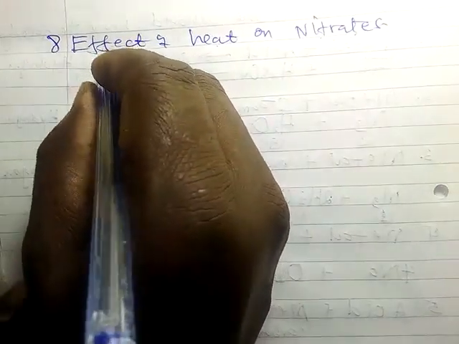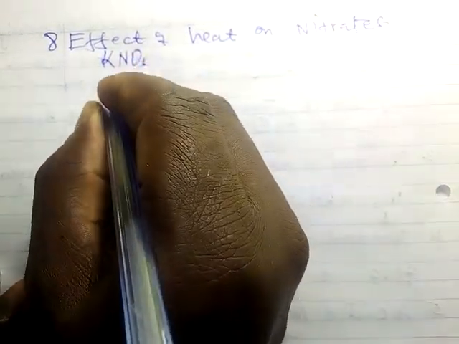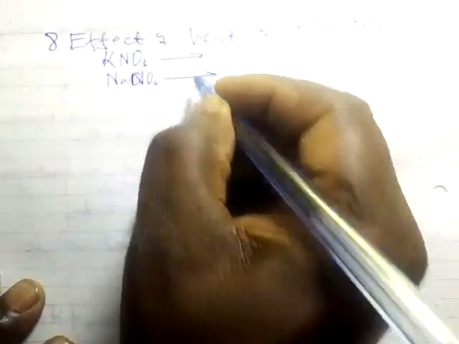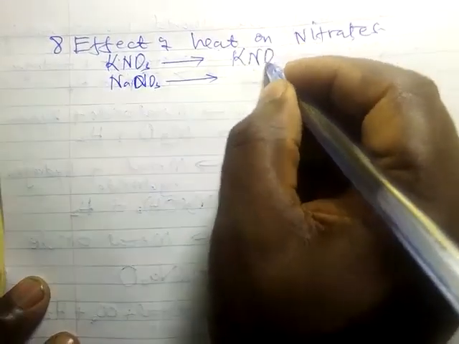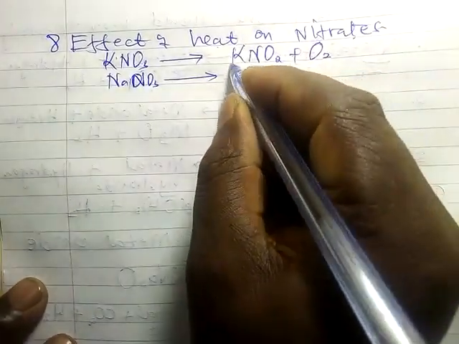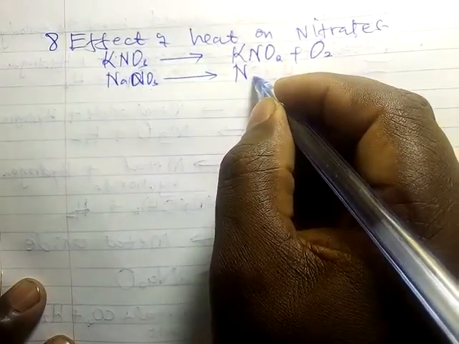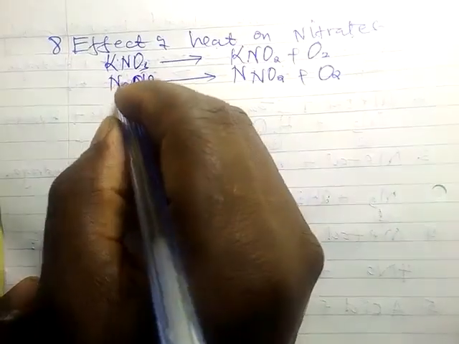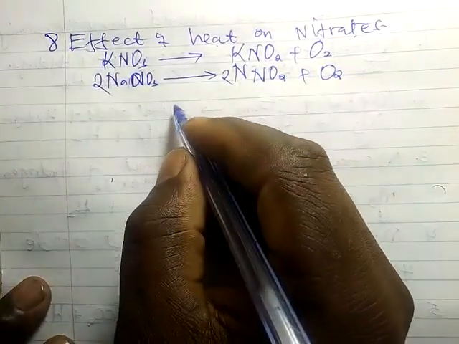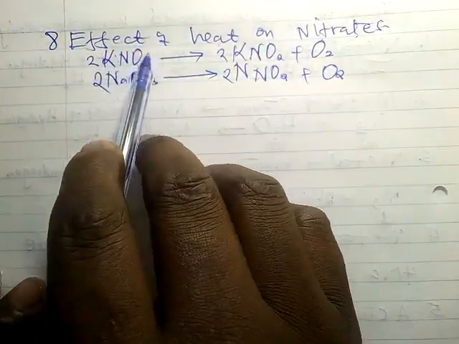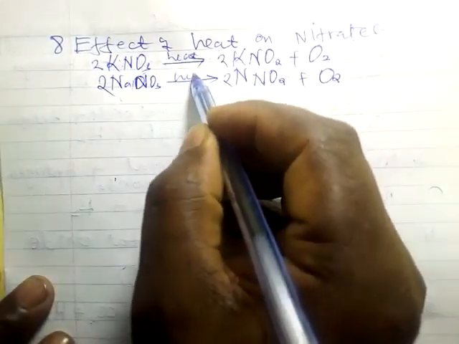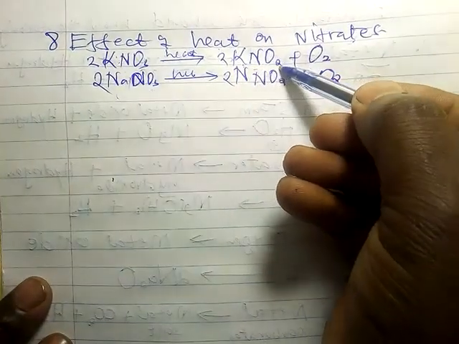Like potassium nitrate and sodium nitrate, when they are heated, they give potassium nitrite plus oxygen. Similarly here, sodium nitrate gives sodium nitrite plus oxygen, right? You can balance the equation like that. So you should know that nitrates of the most reactive metals decompose on heating to form the corresponding nitrite plus oxygen.